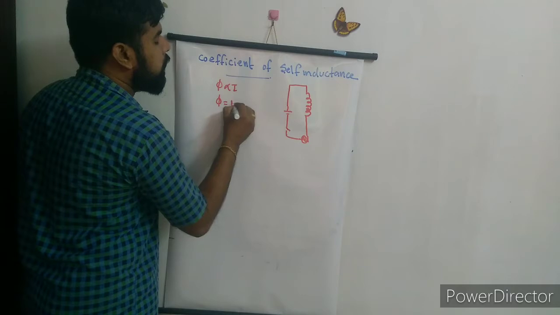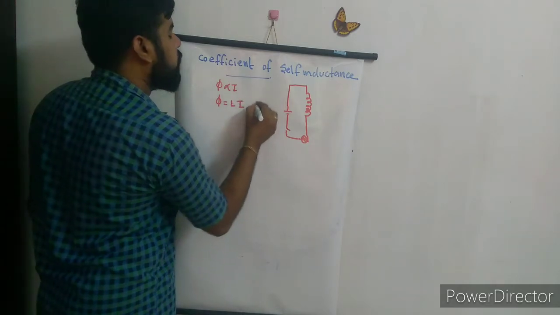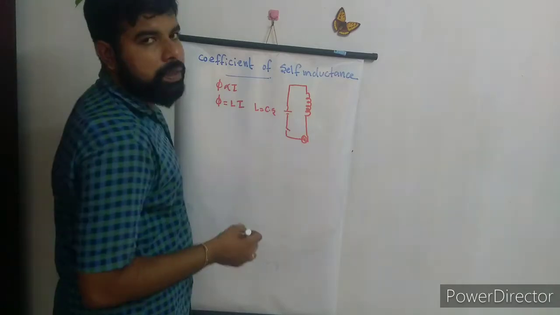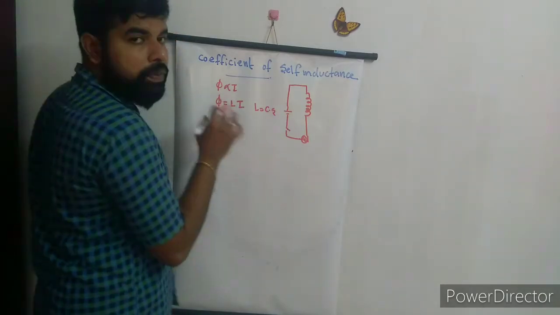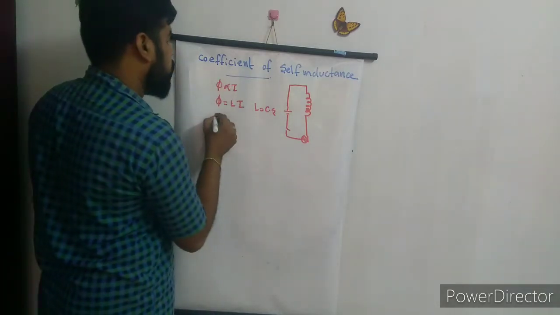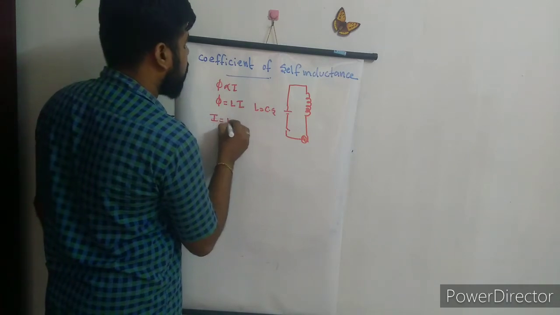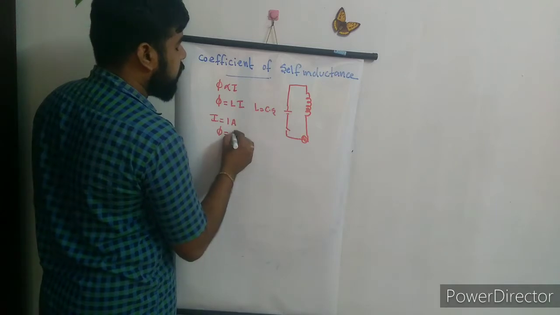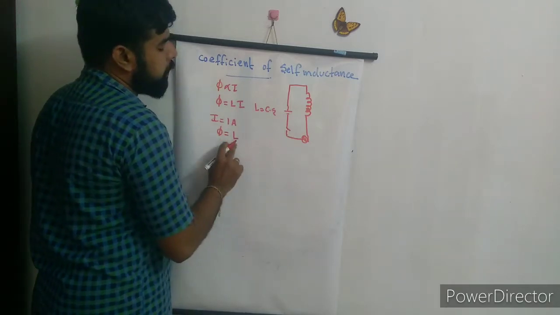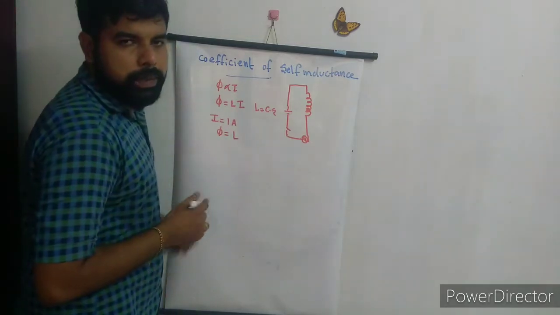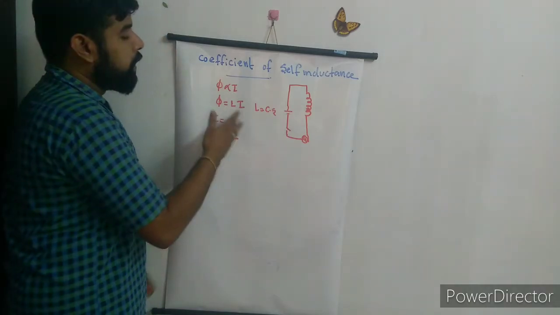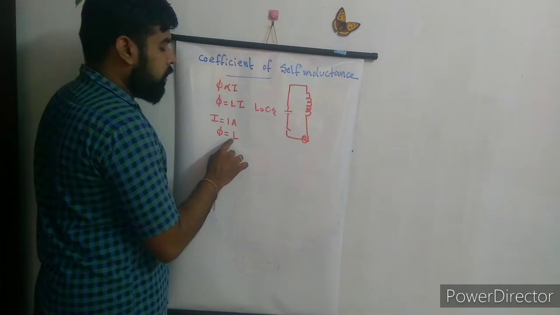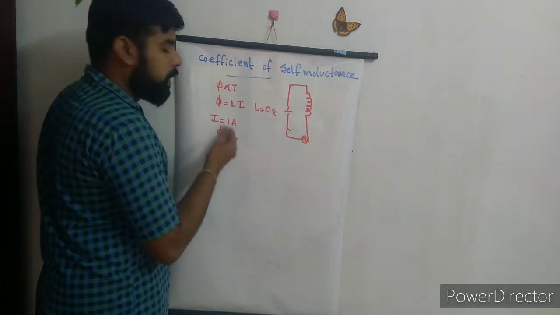Removing the proportionality, take a constant L. L is known as the coefficient of self-inductance. Now we can define it. If the current flowing through the circuit is 1 ampere, then the flux change is equal to the coefficient of self-inductance. When the current is 1 ampere, the coefficient of self-inductance becomes equal to the flux change.